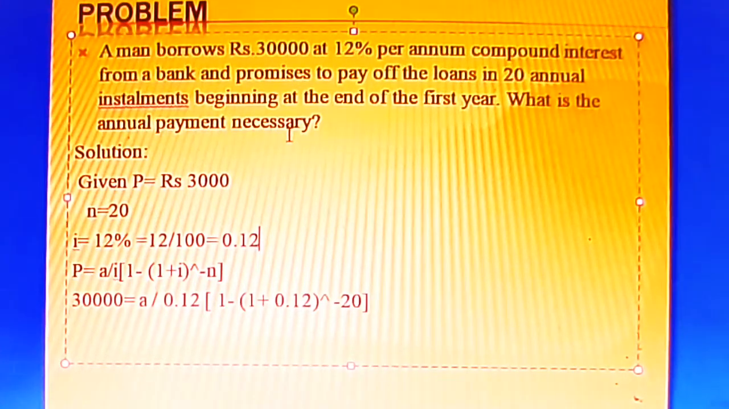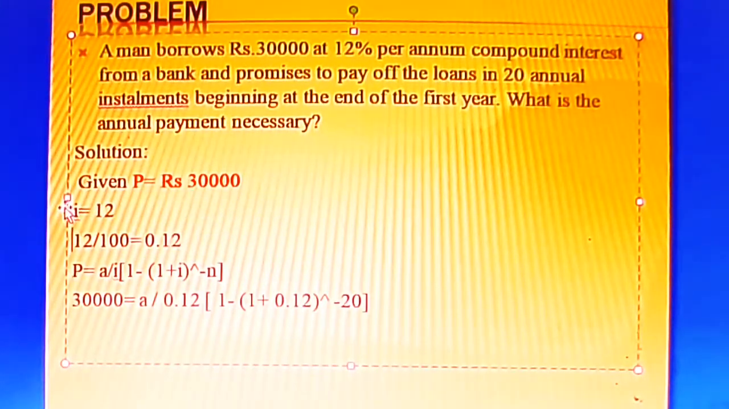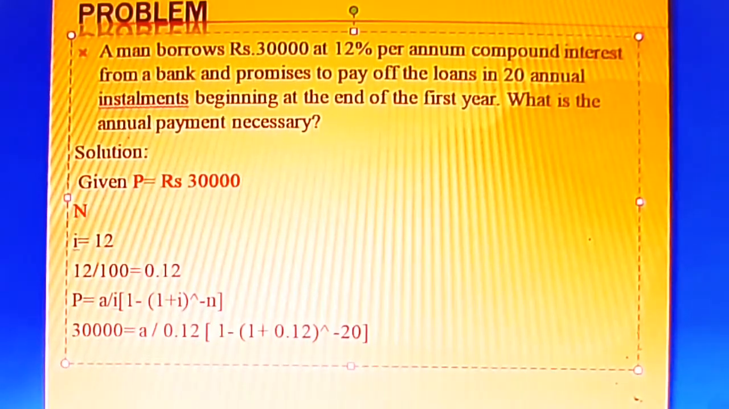This is the given question. So how are we going to solve it, we will see. What is given? The present value is 30,000. This is the present value, and the number of payment installments is 20. 20 annual installments, so N is equal to 20. I'll just write it here.